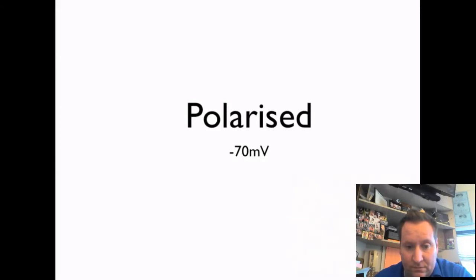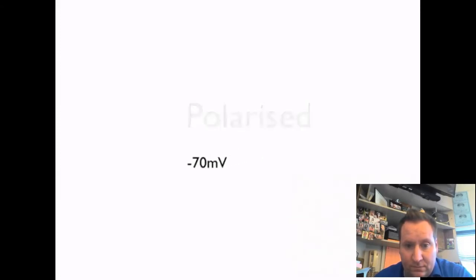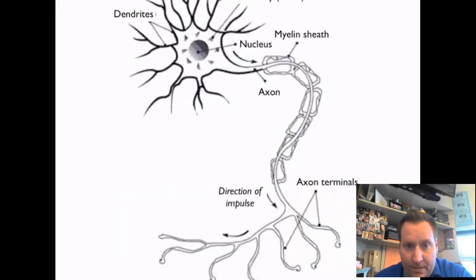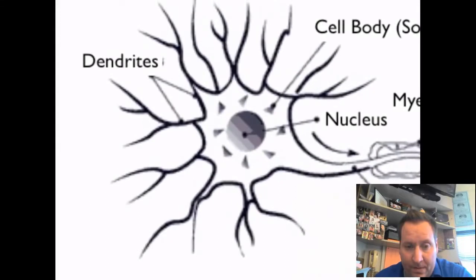Now we're going to look at what causes the pattern of changes in membrane potential when the neuron fires. Looking at the soma of the neuron, we can see the dendrites. This is the site of synapses with neighbouring neurons. The impulses received are processed.